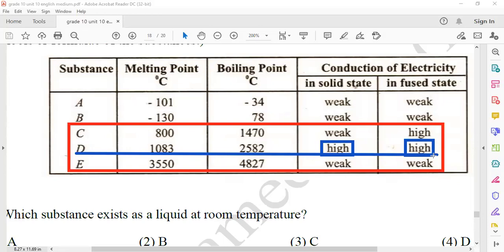Who is the answer? C. C is the answer. So which one is the ionic compound? You have to decide, it is C. Okay. Now are you clear? Yes, sir. What is the third question?